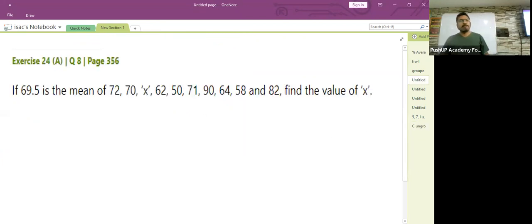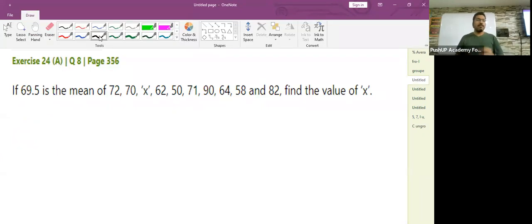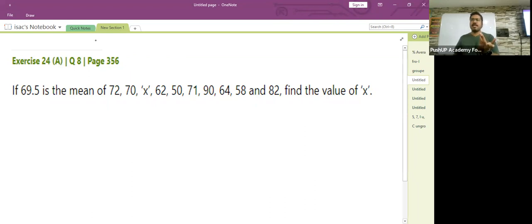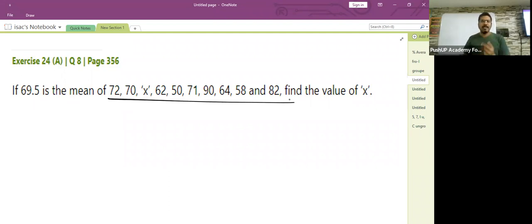All right. What kind of data is this? Grouped or ungrouped? Ungrouped data, isn't it? This is an ungrouped data. Children, if I ask you, is it an arrayed data? No, it is not an arrayed data, isn't it? Is it a raw data? It is a raw data, isn't it, children?